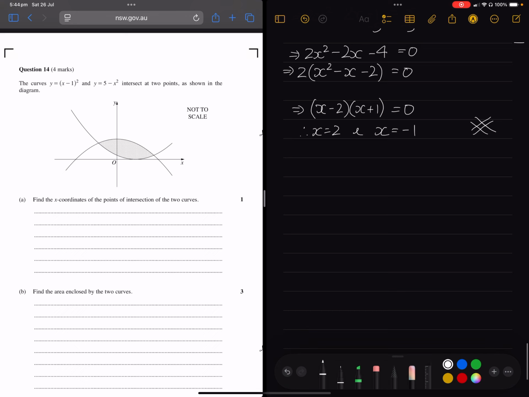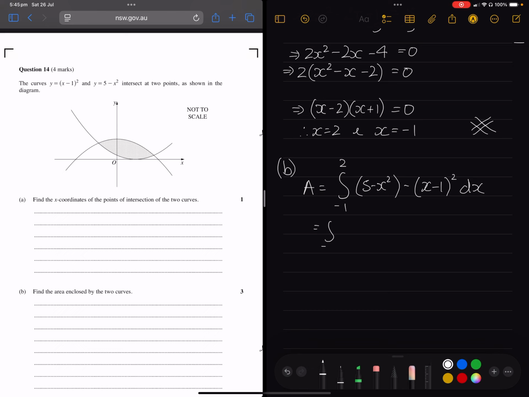For part B, we now need to find the area bound between them. So this is going to be an integral. Now the negative x squared one, 5 minus x squared, that's the upper one. The other one is the lower one. So the area is equal to the integral between minus 1 and 2 of the negative parabola, which is 5 minus x squared, minus the positive one, which is (x minus 1) squared, dx.